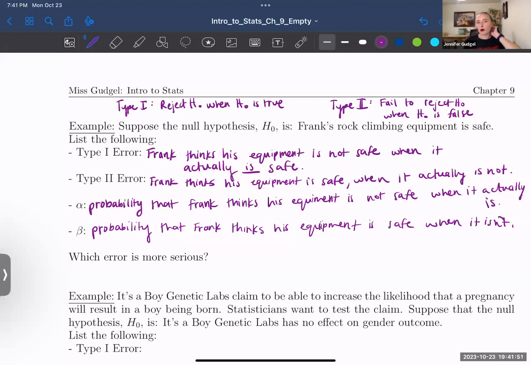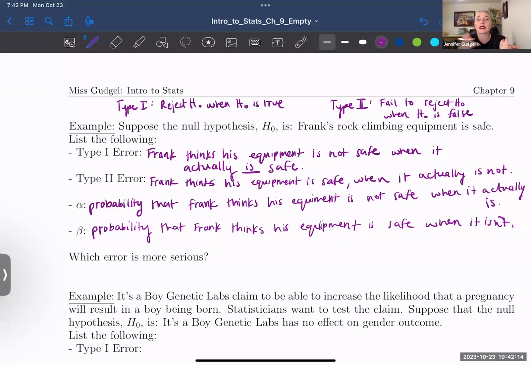All right, think to yourself real quick, looking at these two types of errors, Frank thinking his equipment isn't safe when it actually is, or him thinking it is safe when it actually isn't. Which one is more serious in this situation? It's not always going to be type 1 or type 2. It really just depends on each situation. Here, if we're thinking about which one's more serious, it would be our type 2 error.